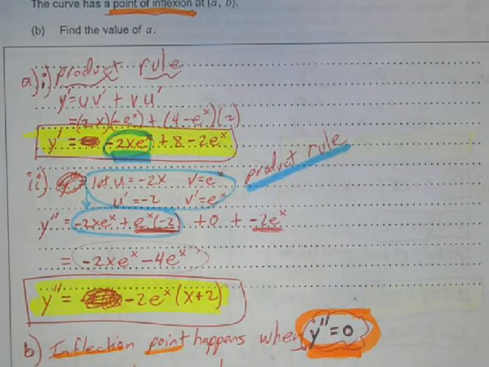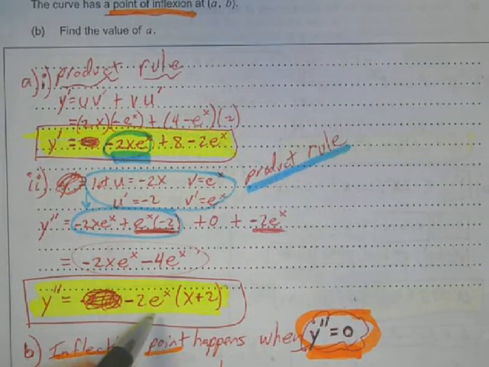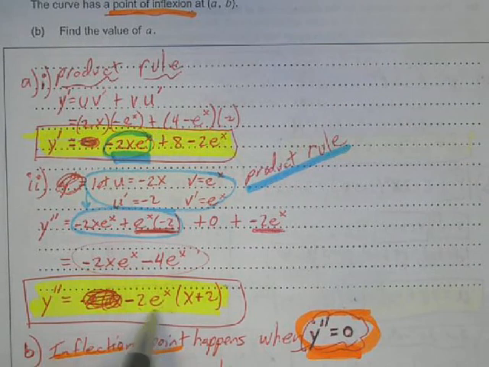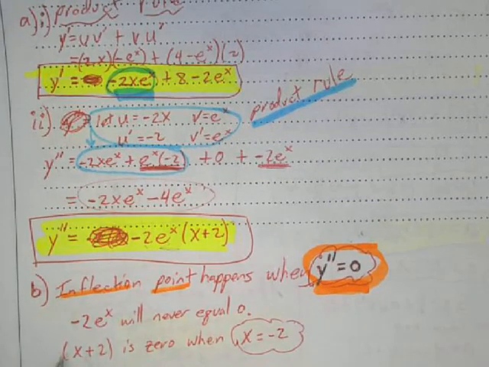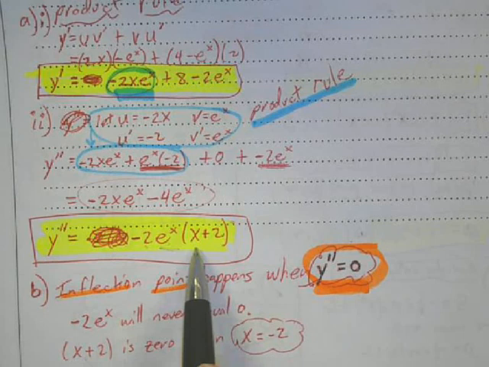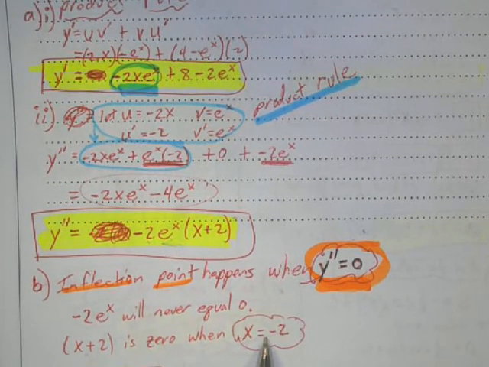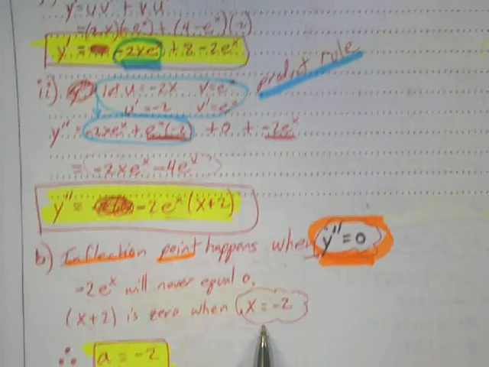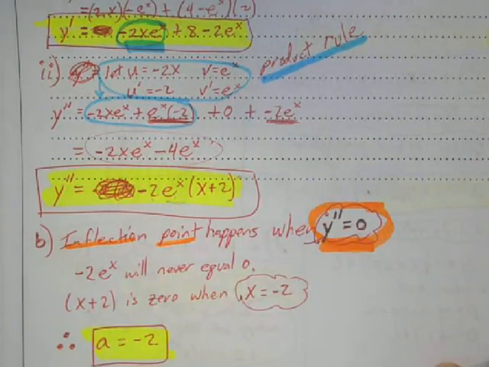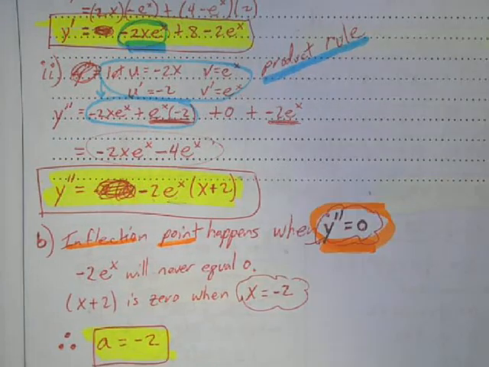Okay, so we know that e to the x is never going to be 0. That's never going to be 0. So now I have to look at this factor, x plus 2. So when x plus 2 is going to be 0, we know that x is going to be negative 2. So this inflection point, the a value of the inflection point is negative 2. Okay, next question.